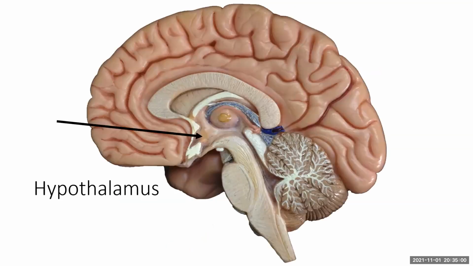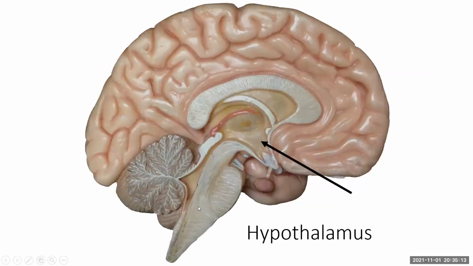Right, then we have our hypothalamus. That's this area down here. The hypothalamus, also known as the master gland. Here you can see the hypothalamus on this model.